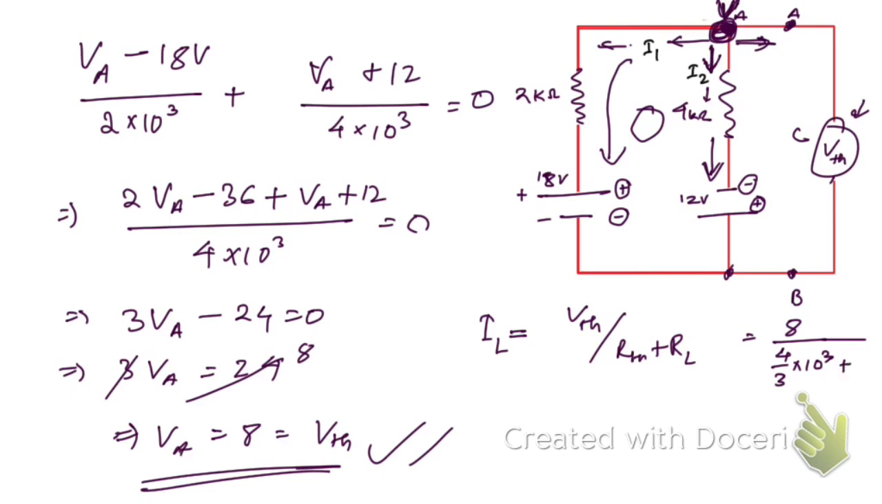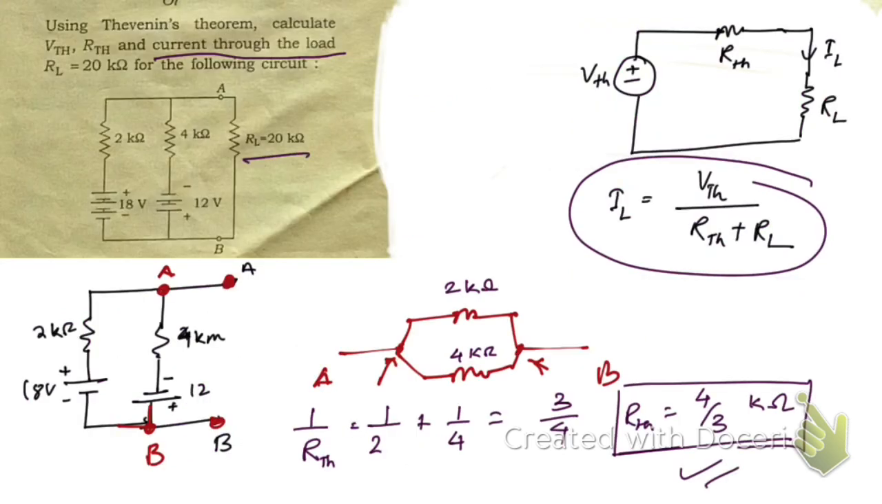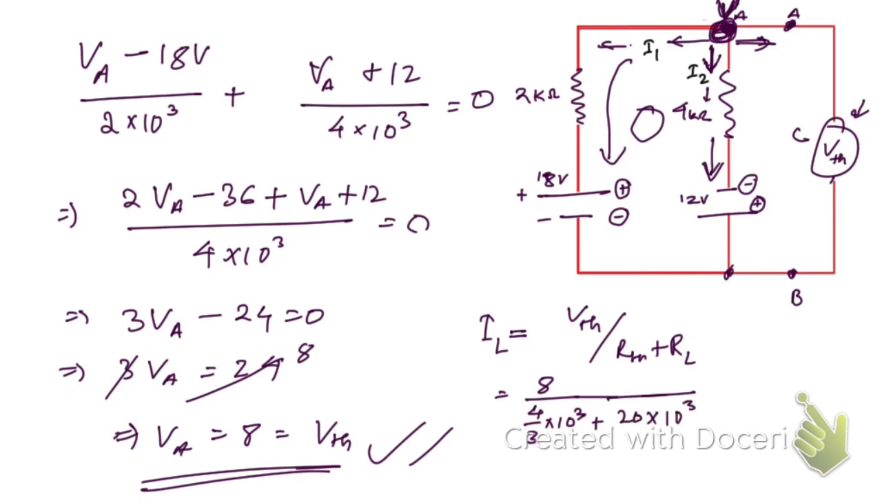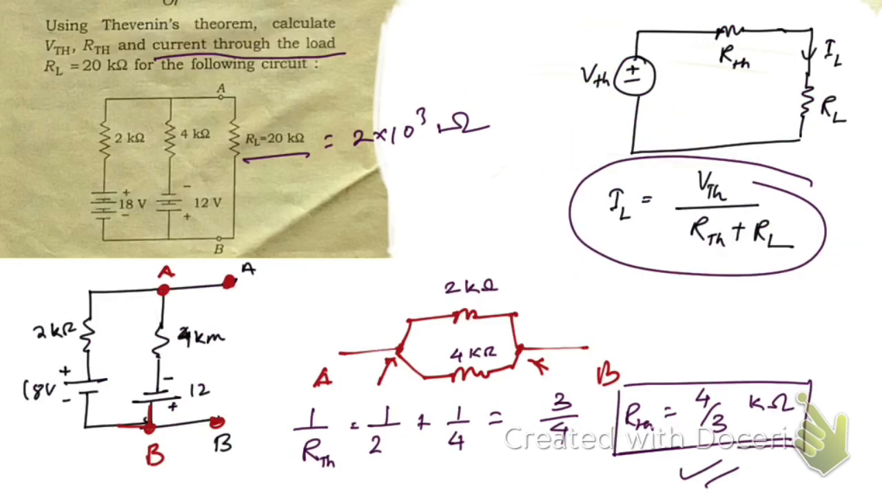Then plus the load resistance. What was the load resistance? 20 kilo ohm, so it's going to be 20 into 10 to the power 3 ohm, right? If you calculate this, taking common and LCM and doing all things, you will get the answer 0.375 ampere. So that is the load current. Hope you have understood this. Now let's move on to the next question.